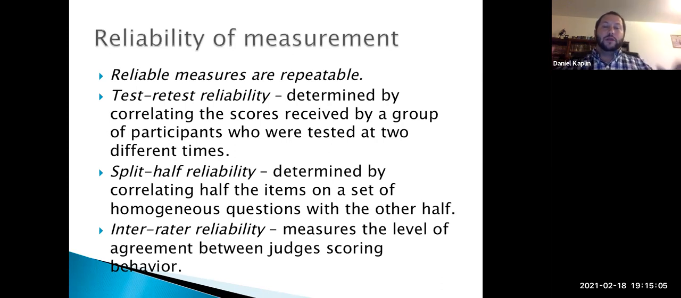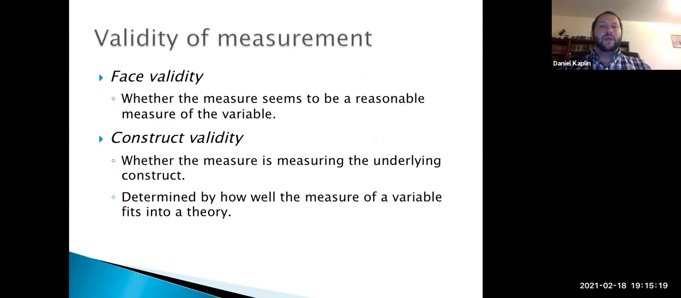Now, if you're scoring data and you want reliability, you might consider, if you're doing observational research, using two raters or two judges. They should get the same or similar outcomes. Now, validity, we talked about face validity. Does it look like it's measuring what it says it is?